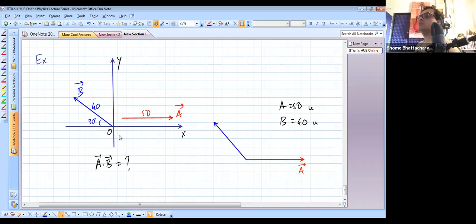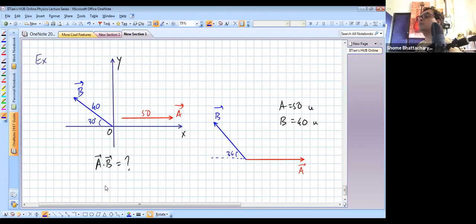To draw B from a common base, just bring the two vectors to the same origin. You will see that this angle is 30, which means that the angle theta between them is 150 degrees.